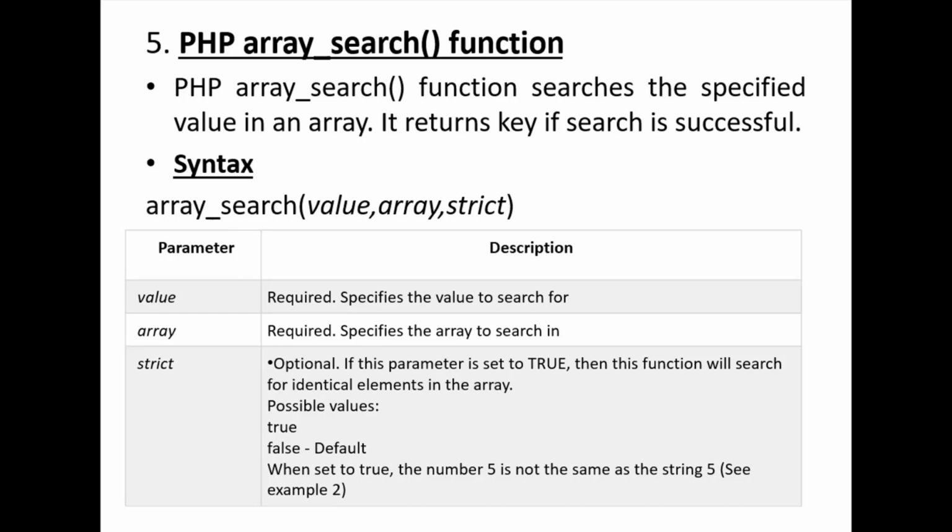So when set to true, the number 5 is not the same as the string 5. When you activate strict mode and you have entered a 5 in your search criteria, and in your array you have the string 5, it will show you a difference. It will not find that particular element because the data type is different.